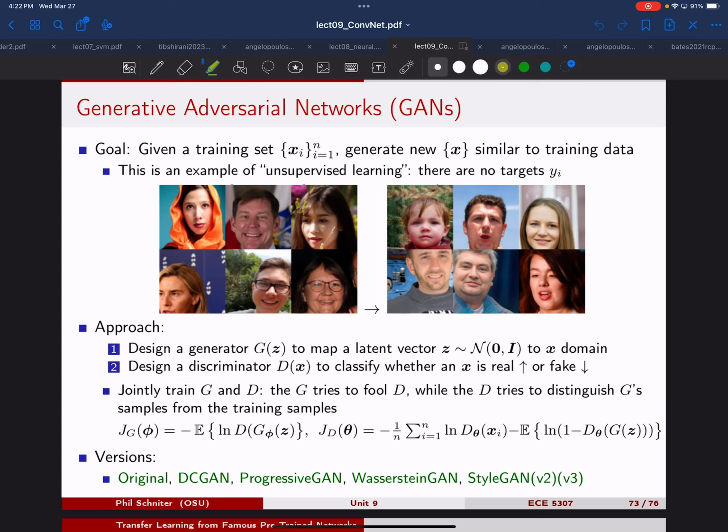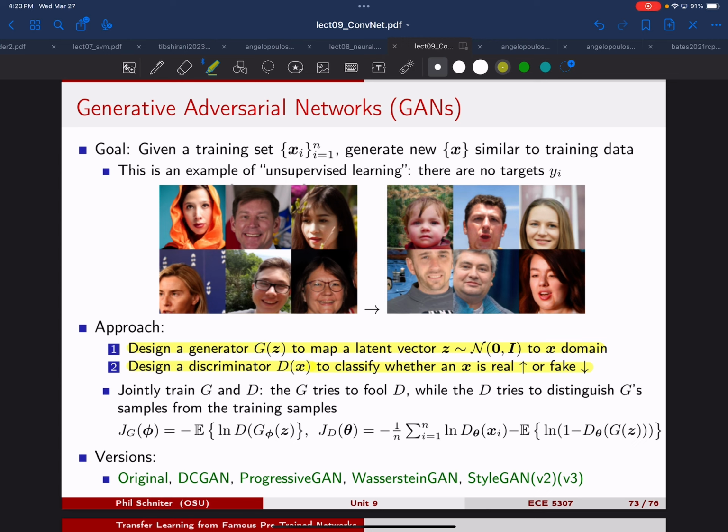So this is what we just talked about. Design the generator to map a latent vector Z to the X domain. The new thing is design a discriminator, which is another deep network, that is essentially just a classifier of whether X is real or fake. If it's a real image, like from a data set that this discriminator is aware of, the discriminator is going to give a big number, maybe let's say close to 1.